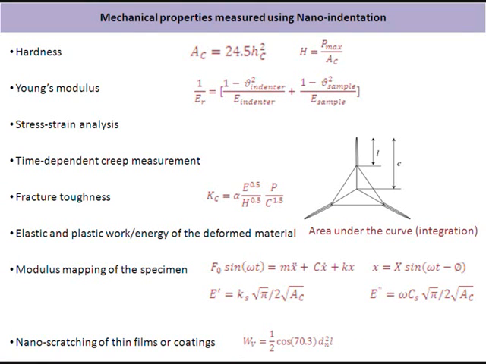These are the various mechanical properties which can be measured using nano-indentation: hardness, Young's modulus, stress-strain analysis, time-dependent creep measurement, fracture toughness, elastic and plastic work or energy of the deformed material, and modulus mapping of the specimen, that is, how the elastic modulus changes from one place to another in the sample. Also, nano-scratching of thin films and coatings can be done.